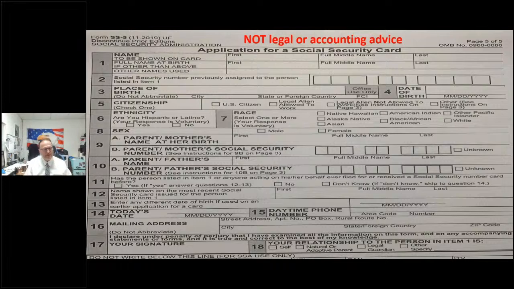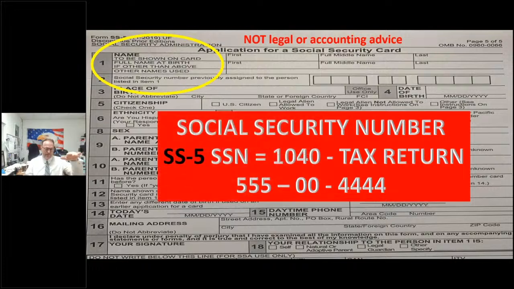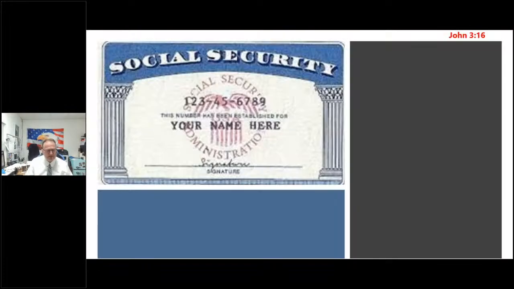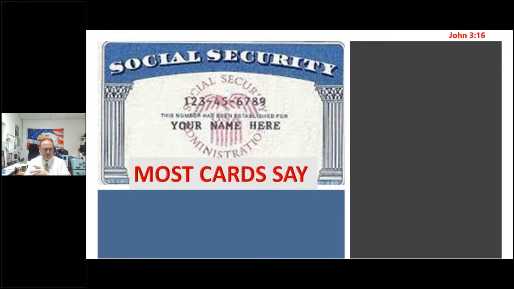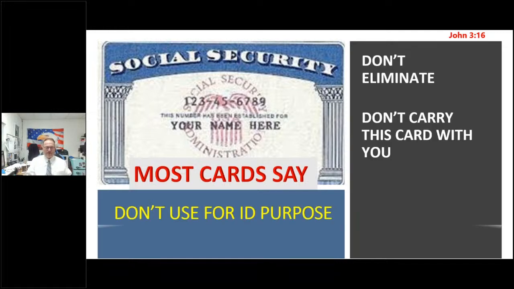Here's that form you didn't pay attention to. You did it, or mommy did it in 1971. All right, it's called an SS5 form. That's how you got your SSN. In 1040, that's the tax return. It says do not laminate. Don't use for ID purposes. Don't carry with you. All right, it's not even yours. It'll say if they want it back, you got to give it back to them. It's on the back of the card.